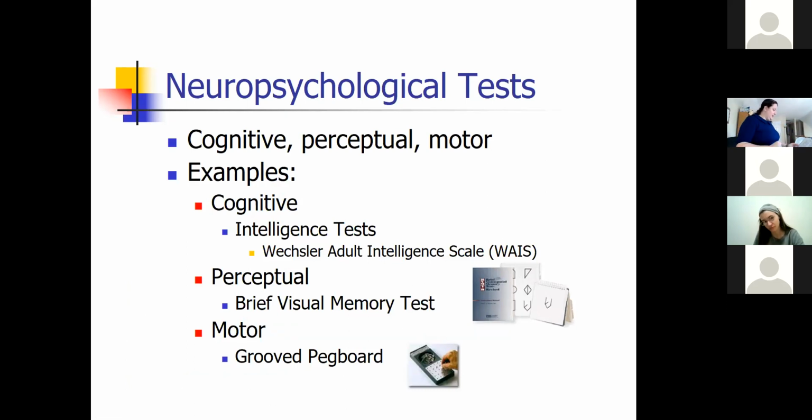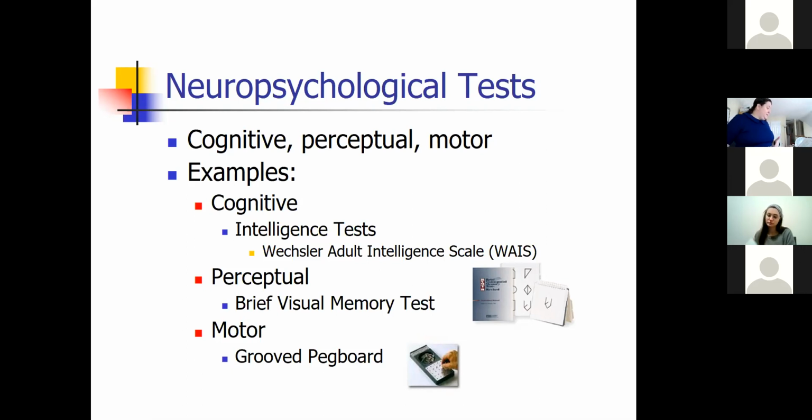So these are tests that look for damage in your abilities, essentially. Rather than looking actually at the brain and saying what's damaged, we're saying what can't they do now, or what is different about what they can do. And so we look at cognitive, perceptual, motor areas. So the biggest cognitive one is that intelligence test we talked about on Thursday, the Wechsler Adult Intelligence Scale, or WAIS. That's probably the only acronym from this chapter that's probably good to know.